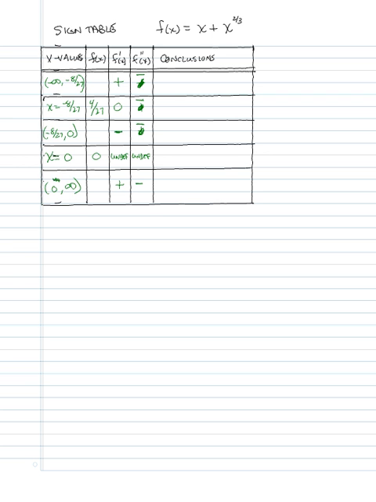So we begin to start filling in the conclusions, and you see in this very first row that we're increasing, and we're concave down.